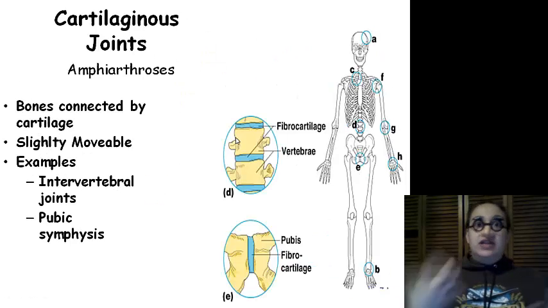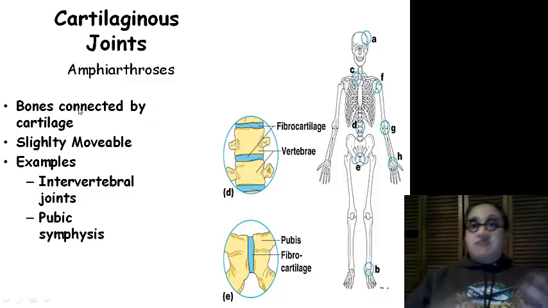We have cartilaginous joints, or amphiarthroses. The bones are connected by cartilage. They are slightly movable, and examples of these are going to be your cartilage joints in between your vertebrae and in between the pelvis.